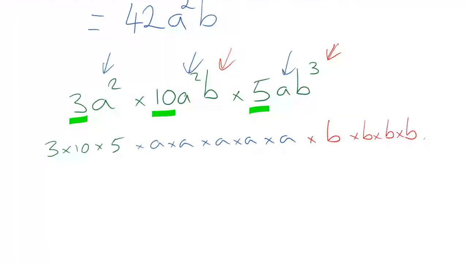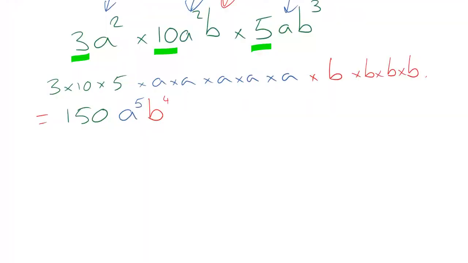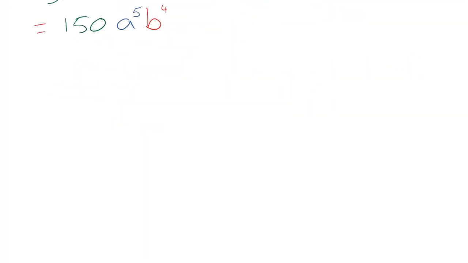So 3 times 10 times 5 will give us 150. If we count up those A's there, we've got 5 of them. So this is equivalent to A to the power of 5. And if you look at the B's, we've got 4 of them. This is B to the power of 4. So our simplified expression is going to be 150 A to the power of 5, B to the power of 4. We'll go one step further and do this one quicker. This is going to be the last check now. So have a quick think about this next problem.